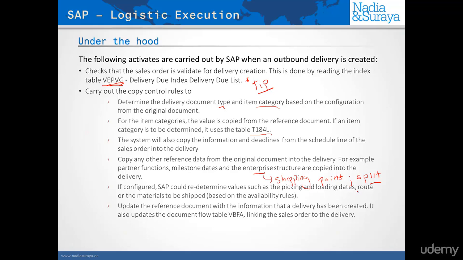If configured, SAP will also redetermine some values like the picking and loading dates, the routes, or the materials, the quantity of materials to be shipped, i.e. it would rerun availability again. And finally, it would also update all of the tables. For example, it would update the document flow table, VBFA, and it would say this sales order has created this delivery. Now, this is not an exhaustive list of everything that happens. It's just a list of everything that's important for people to know about.